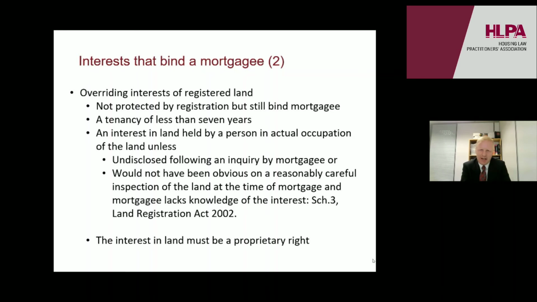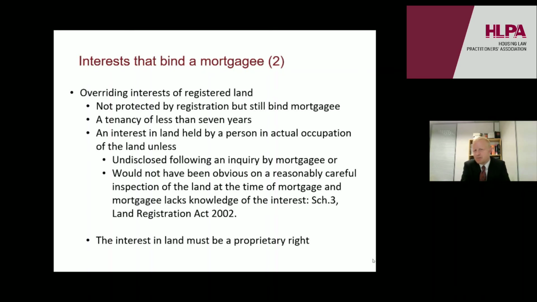And then there'll also be an overriding interest unless it would not have been obvious on a reasonably careful inspection of the land at the time of the mortgage, and the mortgagee lacks knowledge of the interest. So if the mortgagee had attended the property and the fact that the person with this interest was living in actual occupation would have been obvious, then that person has an overriding interest. If their occupation is not obvious, then the mortgagee is able to escape the overriding interest.